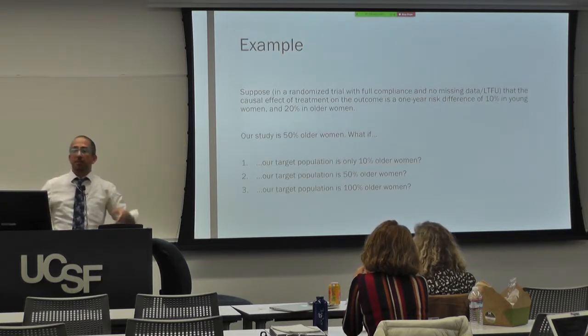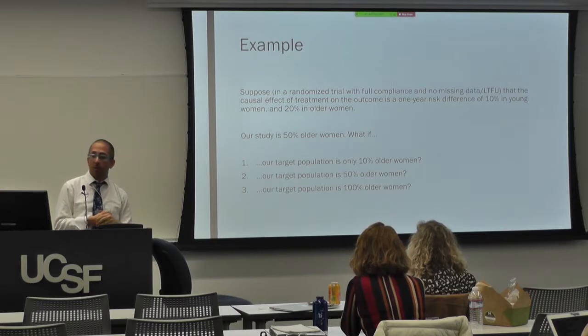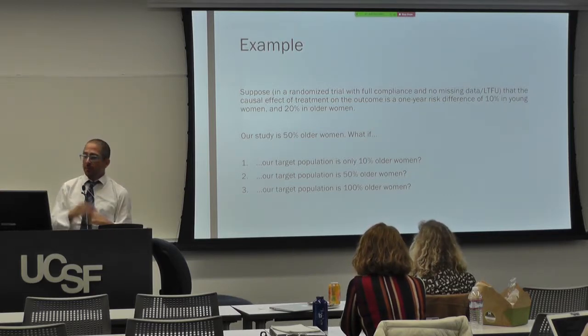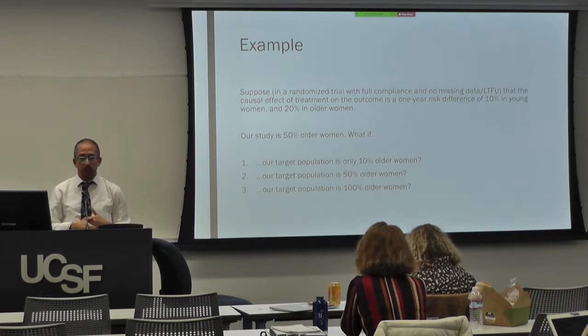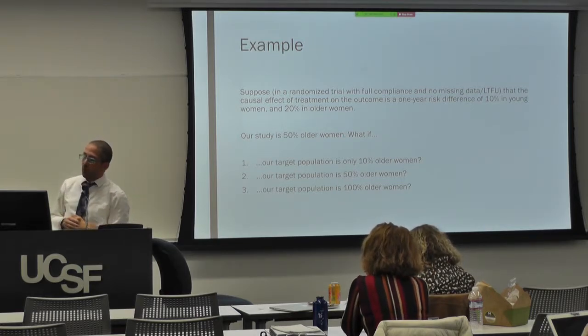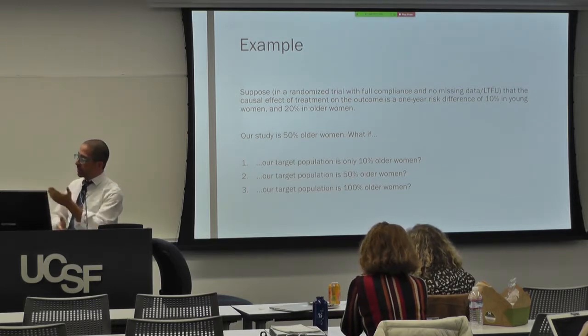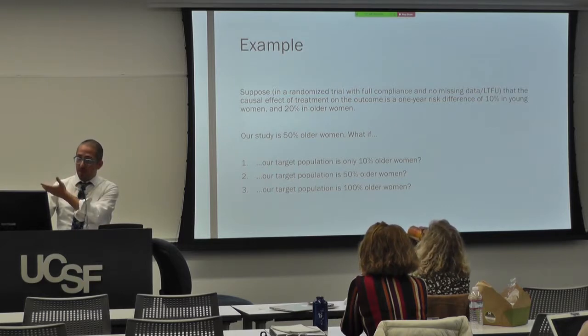And so what is this problem? So suppose that in a randomized trial the causal effect of treatment on the outcome is a 1-year risk difference of 10% in young women and 20% in older women. And say our study is 50% older women. What if our target population is only 10% older women? What if our study sample oversampled older women compared to younger women? What if it accurately sampled them? What if we want to transport to a target population that's entirely older women? We should expect different average causal effects in all 3 of those populations. And in fact, it's just a matter of weighted averaging, and you can do that very much in your head.